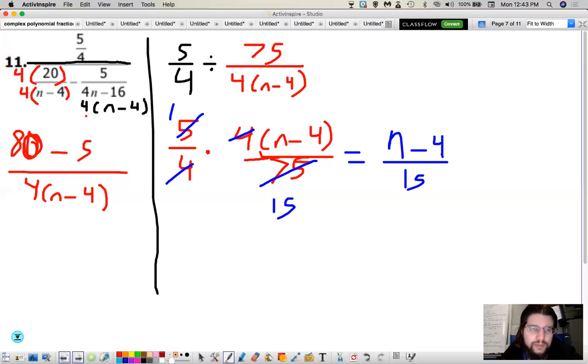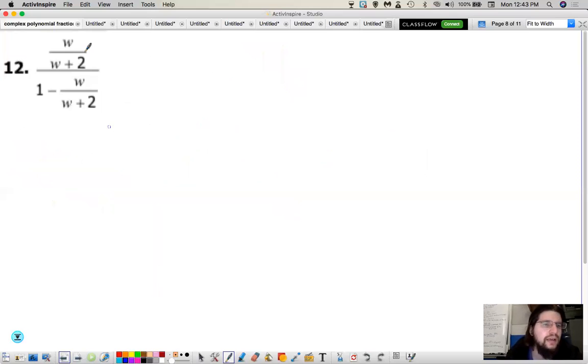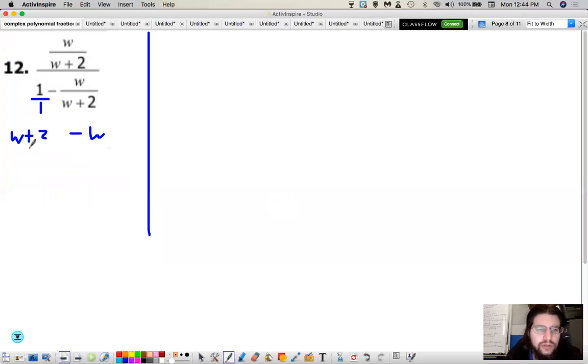Let's see the next one. Okay. Again, we're going to have to do some scratch work. See this denominator of 1 right here? We need to be w plus 2. Well, obviously our LCD is w plus 2 because our other denominator is 1. So w plus 2 times 1 is w plus 2, minus w, over w plus 2.